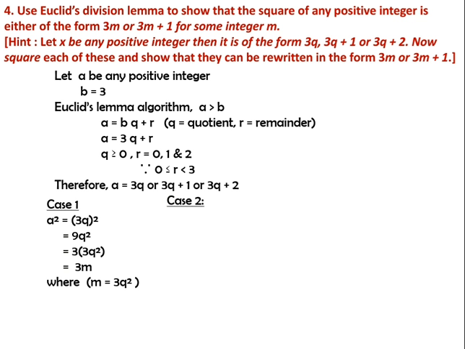Then the second case, a square equal to 3q plus 1 the whole square. It is in the a plus b the whole square format, so the same formula applies, where a is 3q and b is 1. a square plus b square plus 2ab. So a square is 3q the whole square, 9q square, plus 2ab, 2 into 3q into 1, so plus 6q, plus b square, that is 1 square, 1.